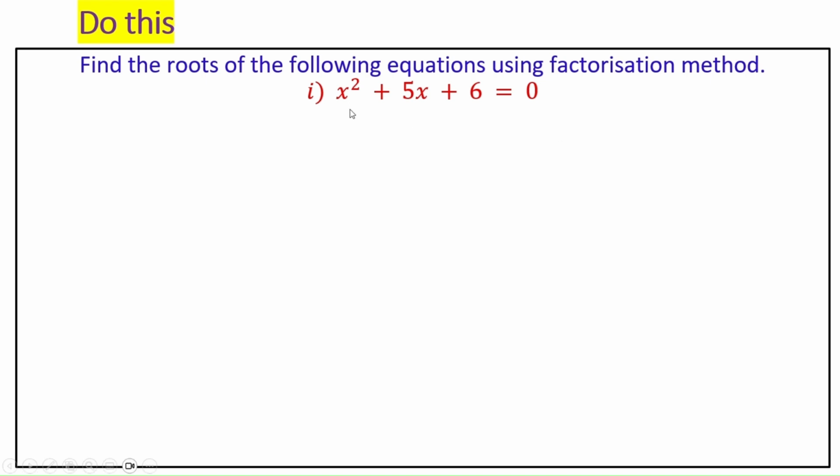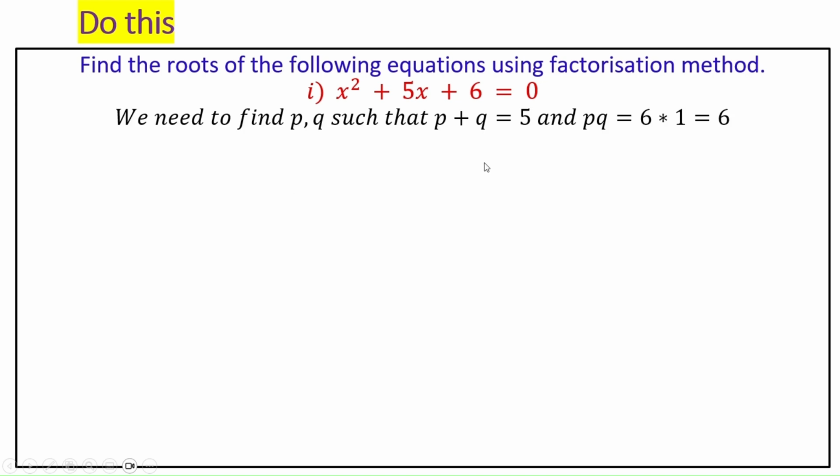So x square plus 5x plus 6 equal to 0. So if p plus q, we have to separate this into factors. Then p plus q is 5 and p into q is 6. Right? P plus q is 5 and p into q is 6. Okay, so what are the possible values? It has to be 2 into 3 which is 6 and 2 plus 3 which is 5.